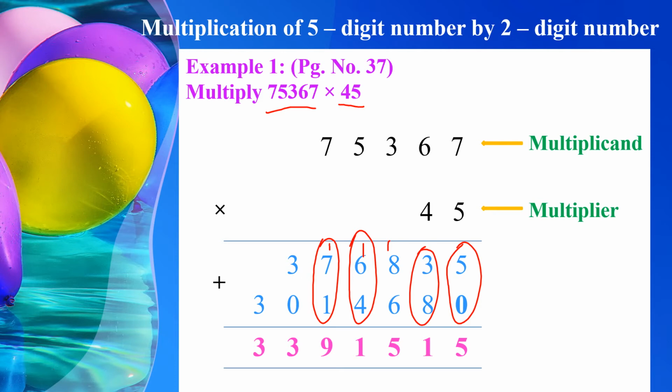So the answer is 33,91,515. So the answer we get is called the product. That is, the result of multiplying the multiplicand and the multiplier is called the product.